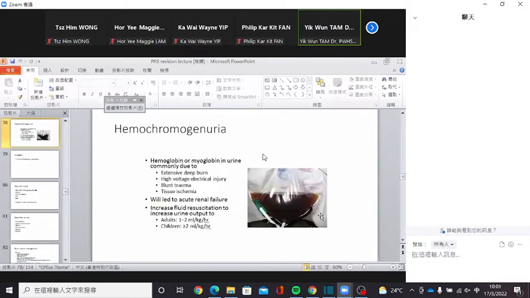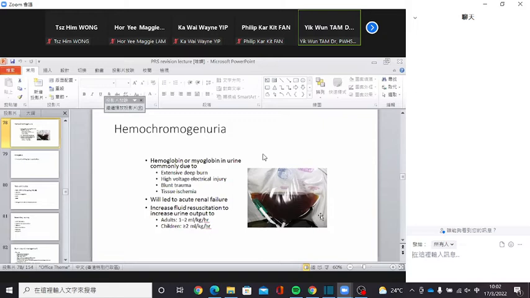So apart from the amount of urine, we also check on the color of the urine. This dark color urine is the phenomenon we call hemochromaturia. It's due to the presence of hemoglobin or myoglobin in urine, and they're commonly due to extensive deep burn involving muscle, high voltage electrical injury causing muscle damage, lung trauma like prolonged dependent position, tissue ischemia. These hemoglobin or myoglobin will lead to acute renal failure.